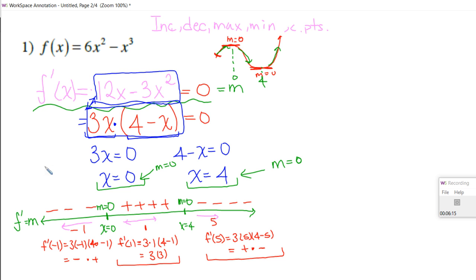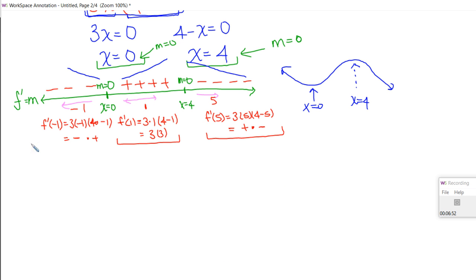We found that at 0 and 4, I have 0 slopes, but before 0, it's going to be decreasing, with negative slope. After 0 to 4, it has positive slope, and then it has negative slope again. So my best guess is it's going to look like negative slope, positive slope, and then negative slope. That's what my first graph should kind of look like, with this being x equals 0, and that being x equals 4.